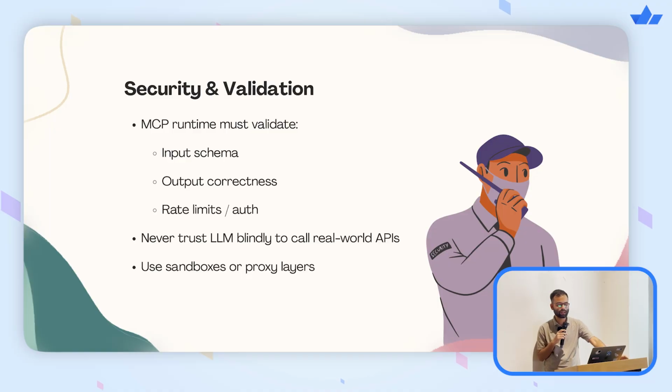Again, like I said, never trust an LLM blindly for any real world API calls, because you may cause a lot of damage. Always use sandbox and proxies, so that you are always in control of how many times any API is getting called, or what kind of APIs are getting called.